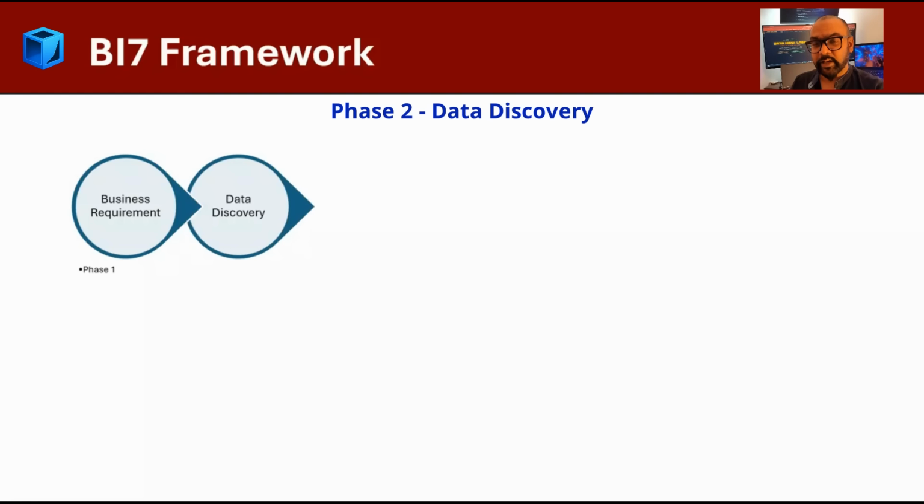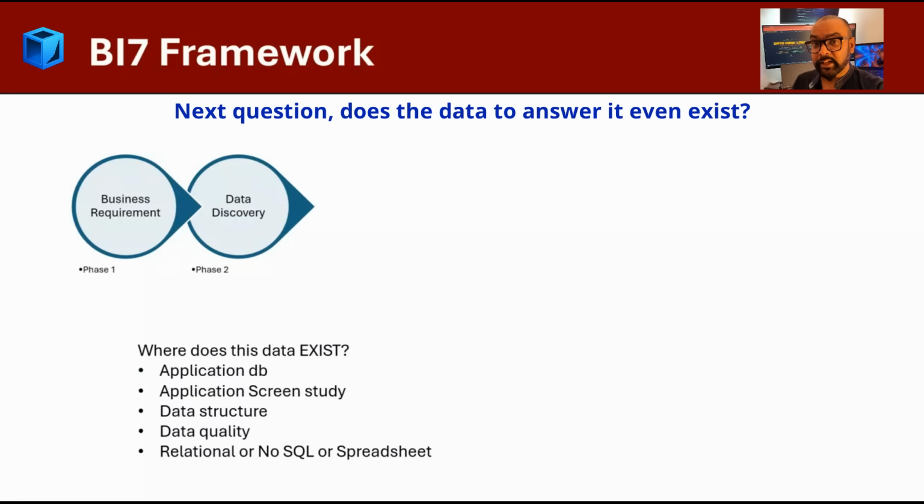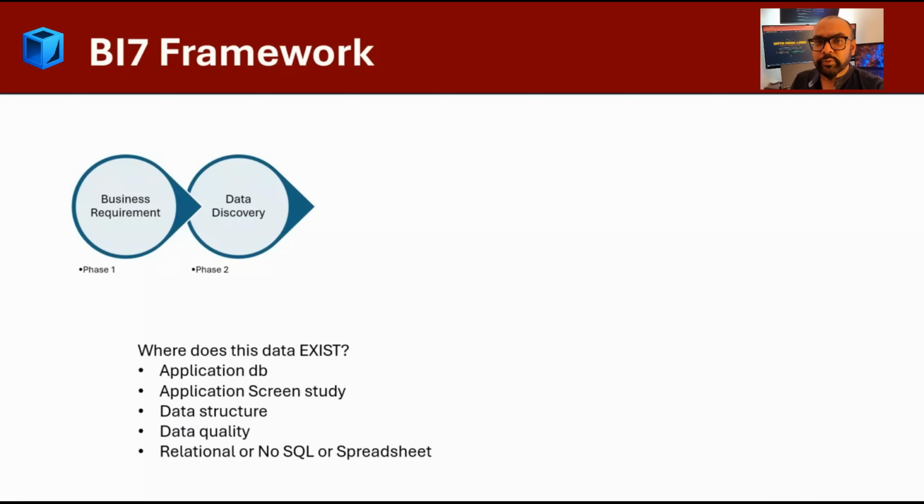Phase 2, data discovery. Now you know what the business needs. Next question, does the data to answer it even exist? This is where you go into the source system. You explore tables, you profile data quality, nulls, duplicates, orphan records, you figure out what's available, what's reliable and what's garbage. Most analysts skip this and go straight to building dashboards. Then they are shocked when the numbers are wrong. Data discovery में जो time लगाओगे वो बाद में 10x save होगा.